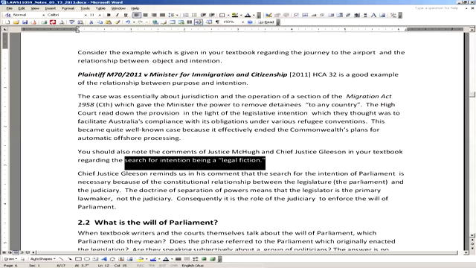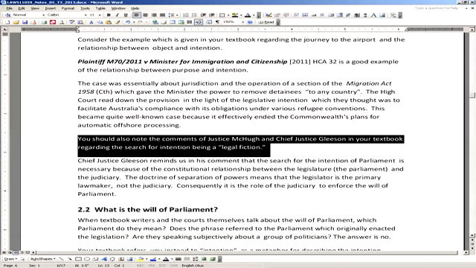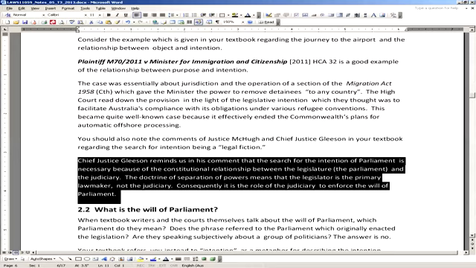Chief Justice Gleeson said the search for the intention of Parliament is necessary. It might be fictional, but it might be necessary because of the constitutional relationship between the legislature and the judiciary. The legislator is the primary lawmaker and not the judiciary. So once you've worked out what they're saying, then you must enforce what they're saying. But that para there seems to contradict what's being set up here, or that whole concept. But this has to be correct.